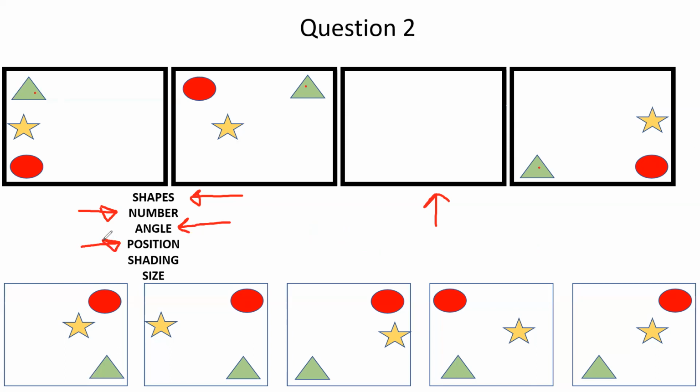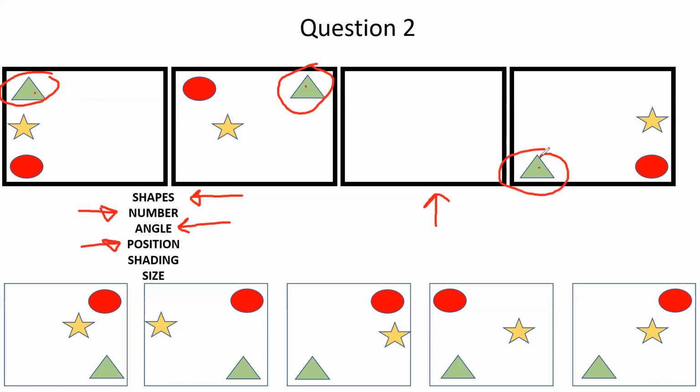Okay, now this is where we're going to start noticing some changes. Position is about where the objects are, where the shapes are. And it's important that we consider one shape at a time or we'll confuse ourselves. So let's start off by looking at the triangle. The triangle starts in the top left, then it moves to the top right, then we don't know, and then it's in the bottom left.